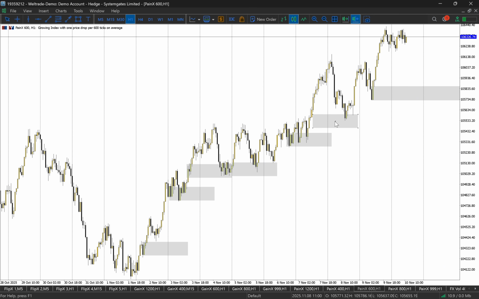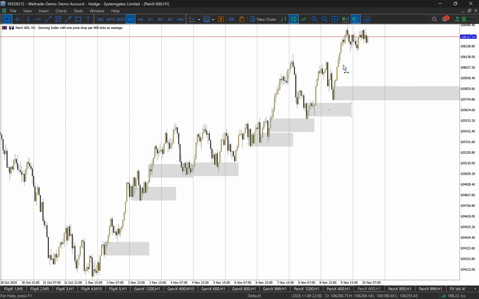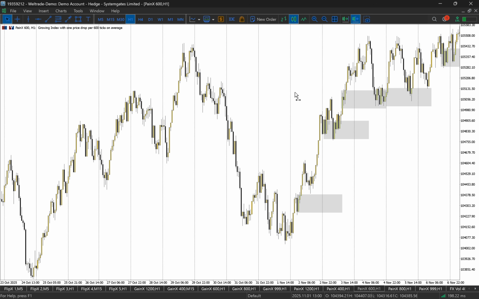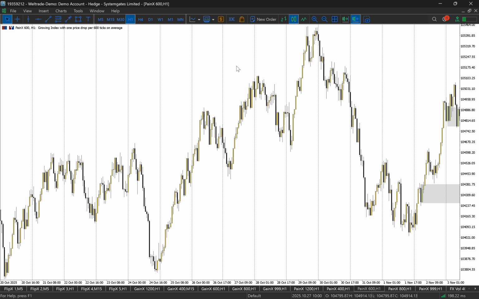So this is how price is moving. So your job is just to stalk the dealer. You stalk and see where the dealer is going, and you go with him. So this is how price is moving.